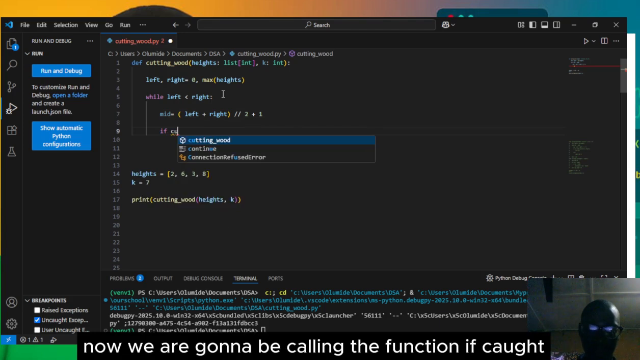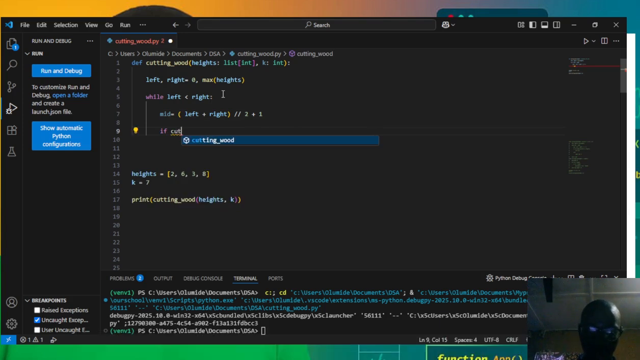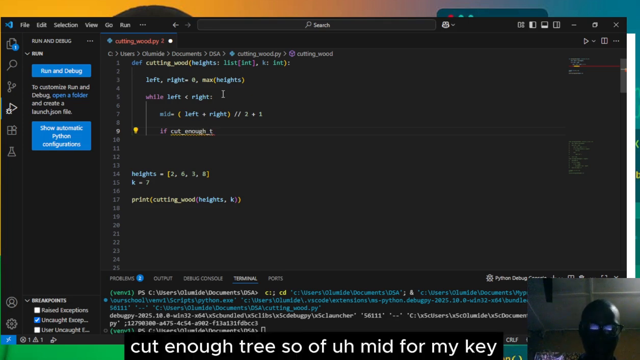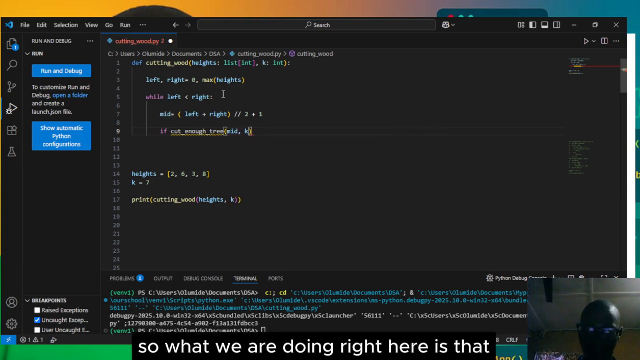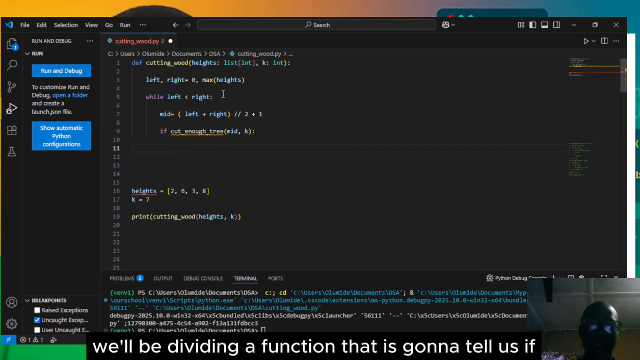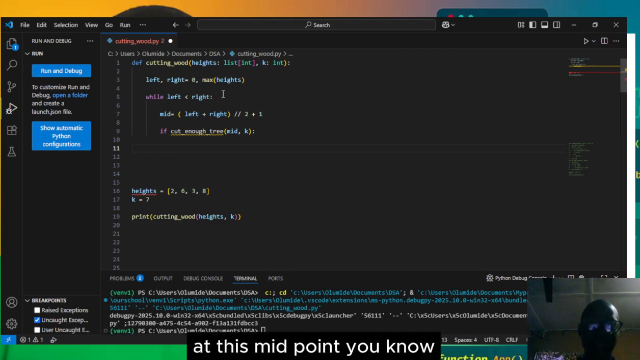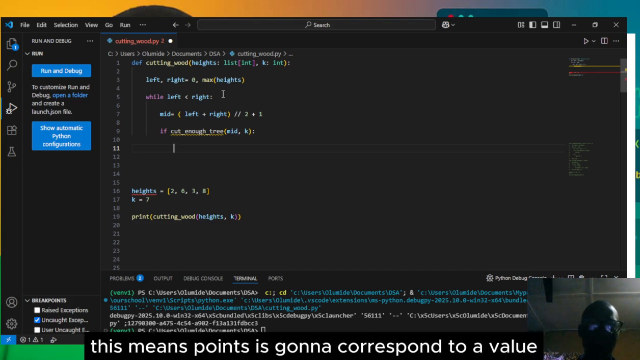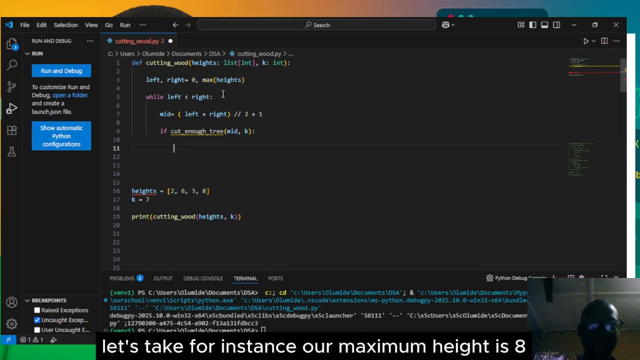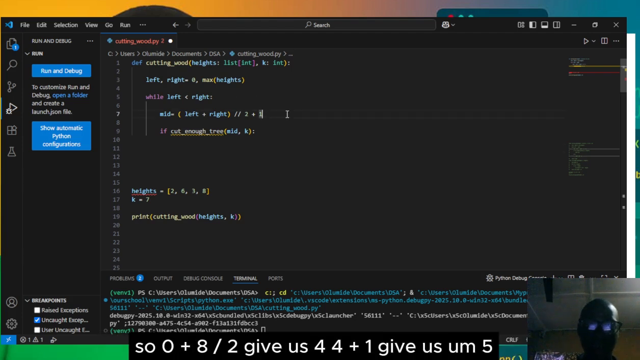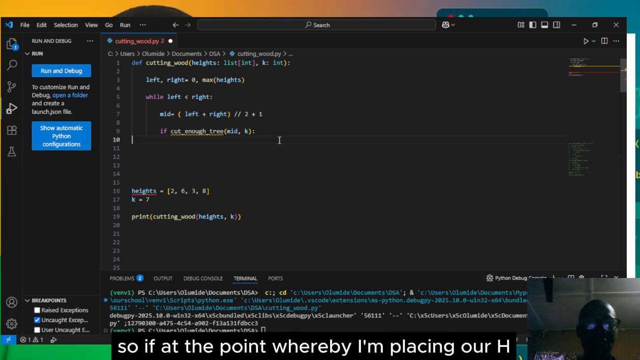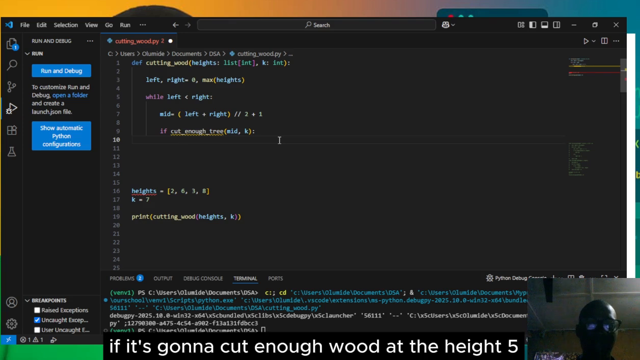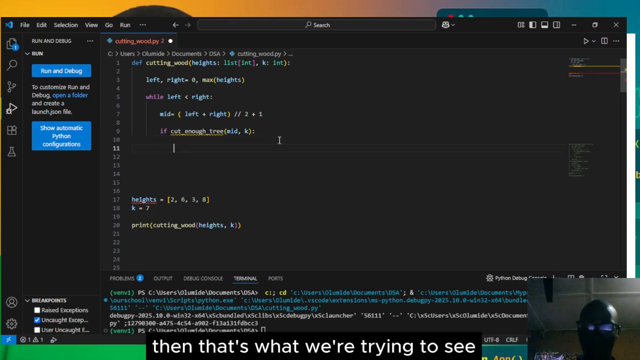Now we are going to be calling a function, if cut enough tree of mid comma k. What we are doing right here is defining a function that is going to tell us if, at this midpoint, which corresponds to a value, let's take for instance that our maximum height is 8. So 0 plus 8 divided by 2 gives us 4. 4 plus 1 gives us 5. So if, placing our height h at 5, it's going to cut enough wood, then that's what we're trying to say.